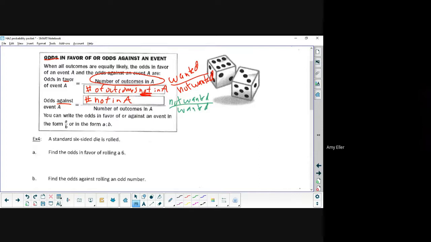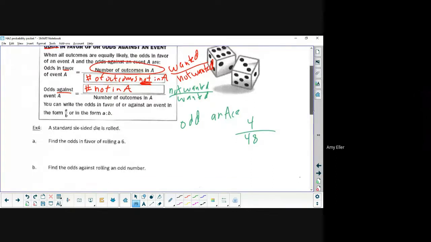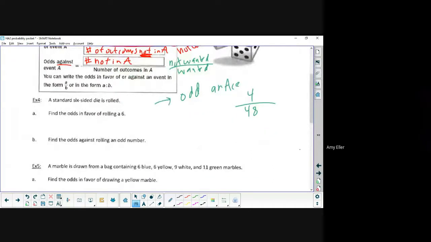Let me give you another quick example. Odds of drawing an ace. How many are aces? 4. How many are not aces? 48. And we would simplify that. If I said, that's odds in favor. If I said odds against an ace, it's just simply the fraction flip. Don't worry too much about it. It's just a little word, either odds or odds against.